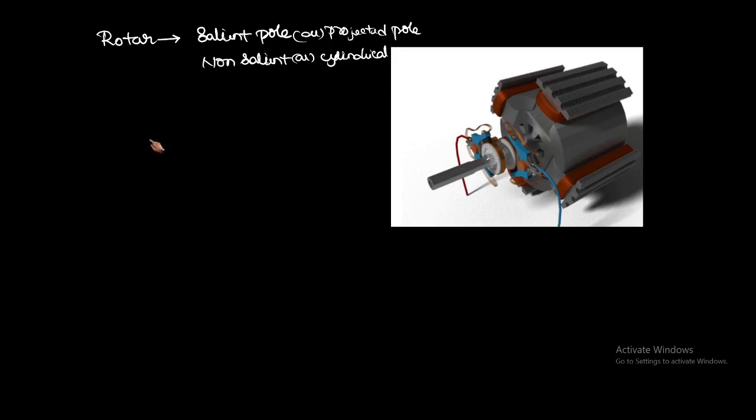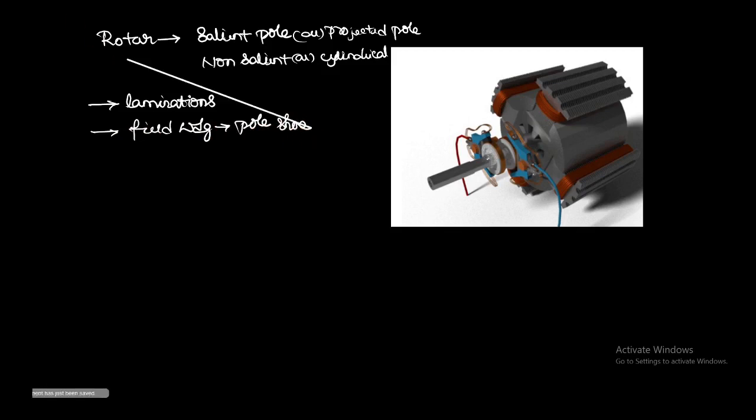The rotor is also made up of thick laminations. Okay, so we are having laminations only. Here also we use laminations, because to reduce the eddy current losses. And the field winding is placed on the pole shoe. I will show what the pole shoe is and where the field winding is.